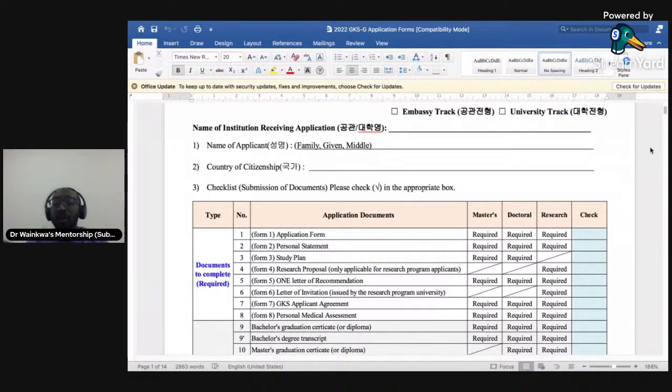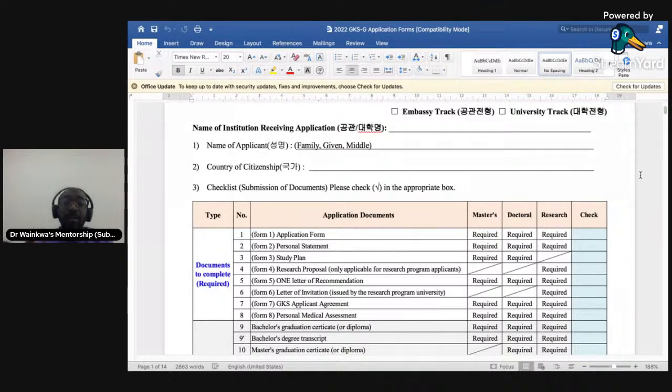Now, the question from most students is, if you're applying through the embassy, how many letters of recommendation do you need to submit? I think probably one to three letters of recommendation could be good, because at the end of the day, your documents are going to be sent to three different universities when you're selected for the first phase. Then there is the GKS applicant agreement.